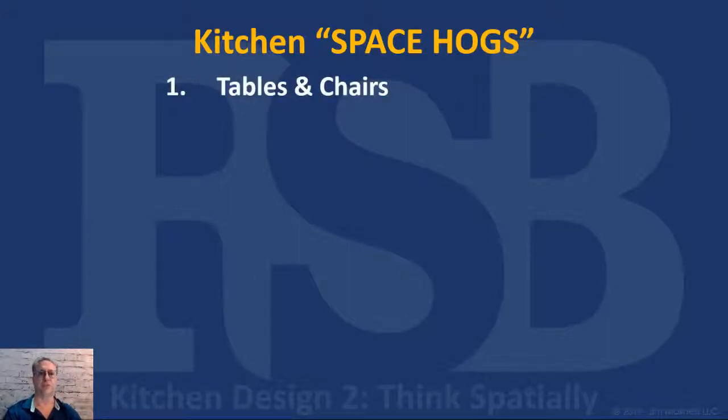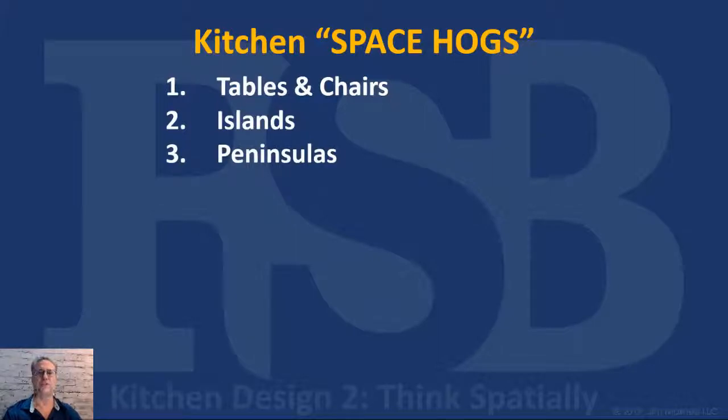The biggest space hog is table and chairs. There's nothing in a kitchen that takes more floor space out of the room than the table and chairs. So if you can possibly do without a table and chairs in your kitchen, there's a lot more room for other features. The next one, islands, and the next one is like it, which is peninsulas.